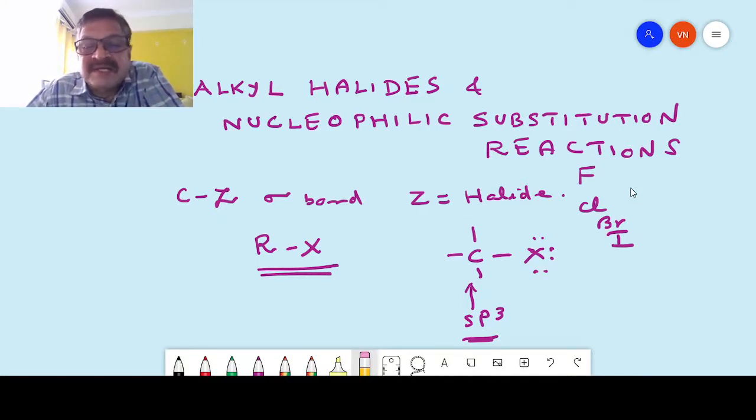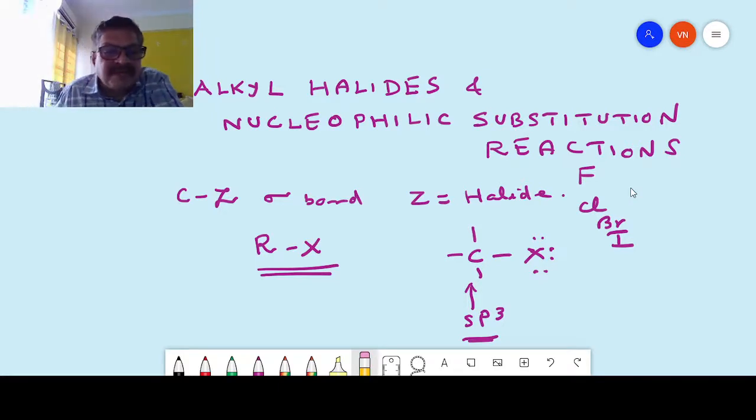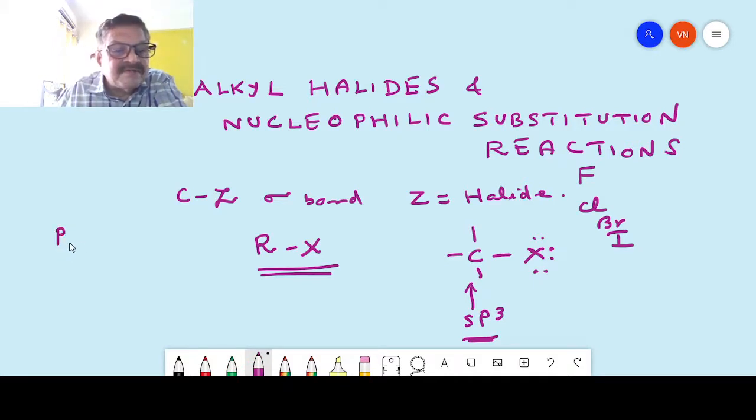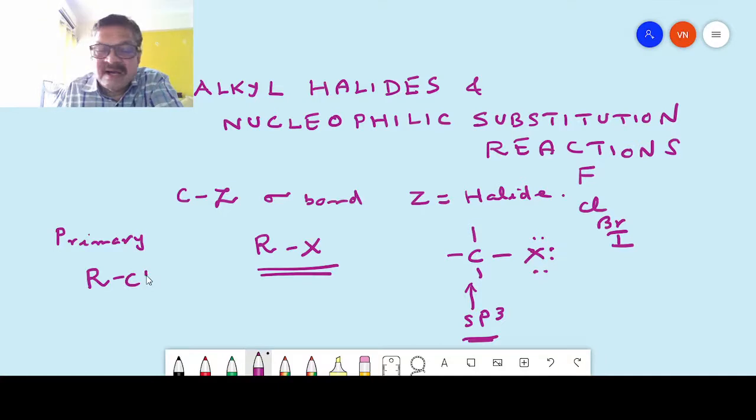That is primary, secondary, tertiary, just like primary carbon, secondary carbon, tertiary carbon, or primary hydrogen, secondary hydrogen, tertiary hydrogen. So alkyl halides are classified as primary, secondary, and tertiary. Primary means only one carbon group is attached. This is RCH2X, a primary alkyl halide. This carbon atom is bonded to one R group, two hydrogens, and the halide group.